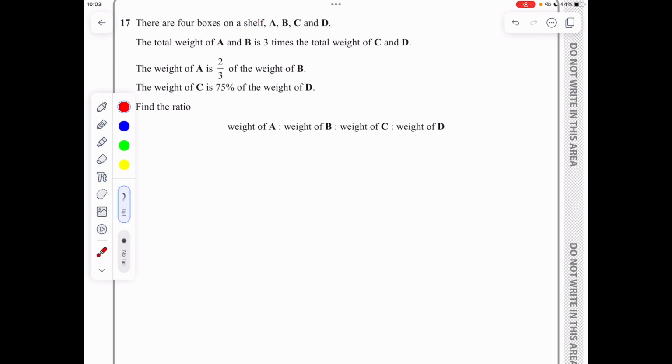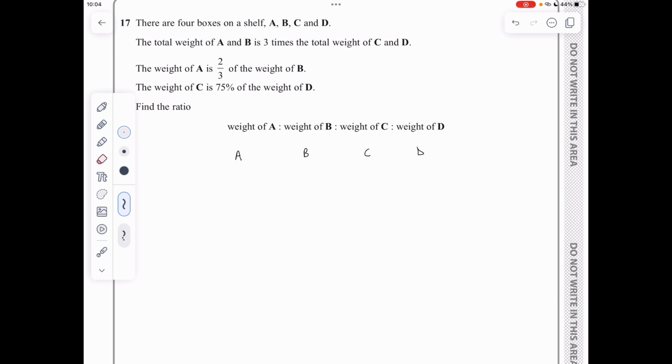In 17, we've got 4 boxes, A, B, C, and D. The total weight of A and B is 3 times the total weight of C and D. The weight of A is 2/3 of the weight of B, and the weight of C is 75% of the weight of D. And we need to work out the ratio of A to B to C to D. So I need to take into consideration all of the given information. I've got 4 boxes, A, B, C, D.